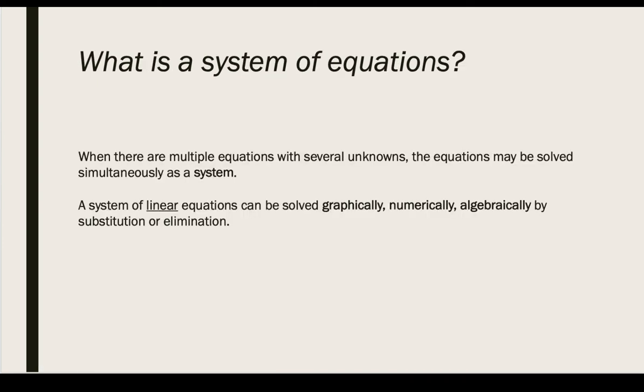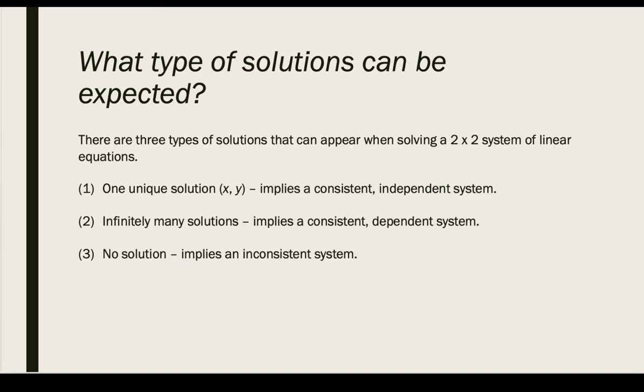So just to reiterate what we talked about at the beginning, when we have a system of equations that are linear, we can solve them graphically and numerically, and also algebraically, which will be done in a different video. Regardless of how we solve them, we can expect 3 different types of solutions. One unique solution, that's an ordered pair. Infinitely many solutions, meaning that it's the same equation on top of itself. Or no solution, meaning that we have parallel lines that will never intersect.